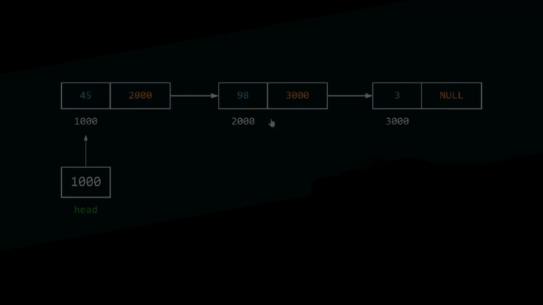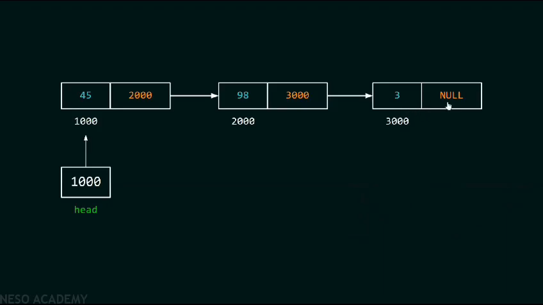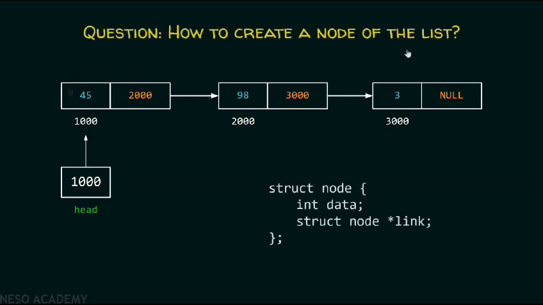And the link part of the first node should contain the address of the second node. And the link part of the second node should contain the address of the third node. Apart from this, the third link part should contain null. There must be a head pointer which should point to the first node of the list. So this is a single linked list which we want to create.